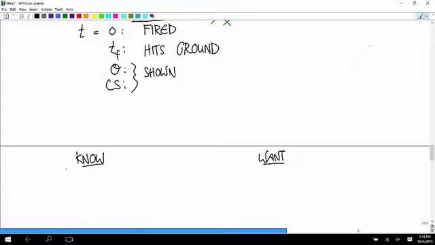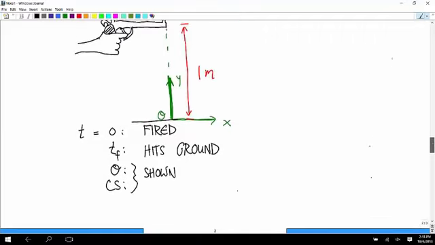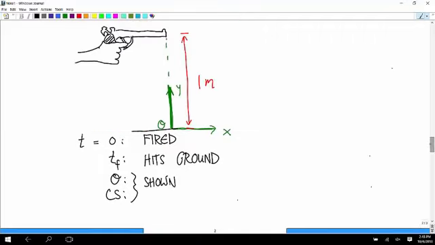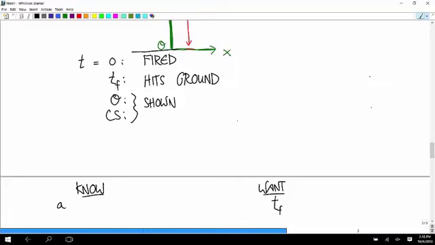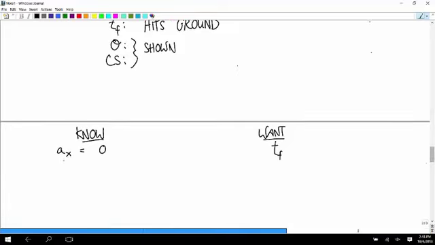Do we know time final? No, that's what we're looking for. Acceleration? Yep, acceleration is straight down in free fall, and that's the negative y direction. So ax is 0. There's no component in the x direction. Ay is negative 9.81.